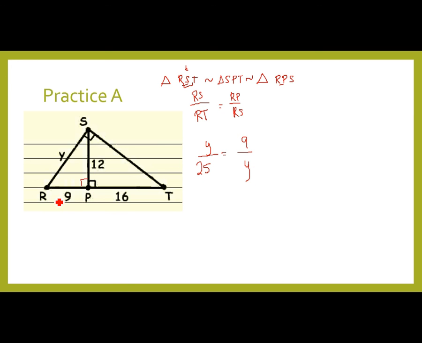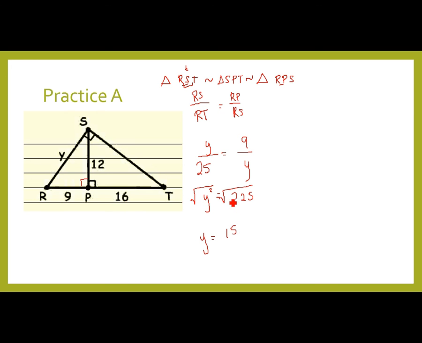So sometimes it's handy to use the y in both places that it occurs, because look what happens next. We do y times y by cross multiplying, we get y squared. And 9 times 25 is 225. To solve that, we take the square root, and we get that y equals 15.